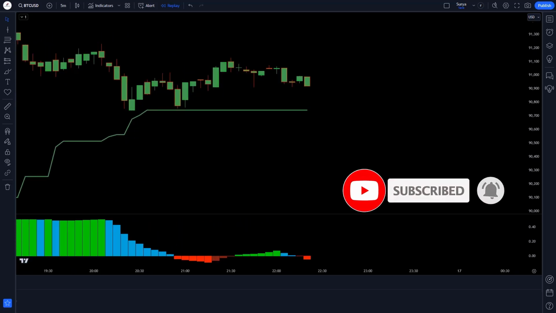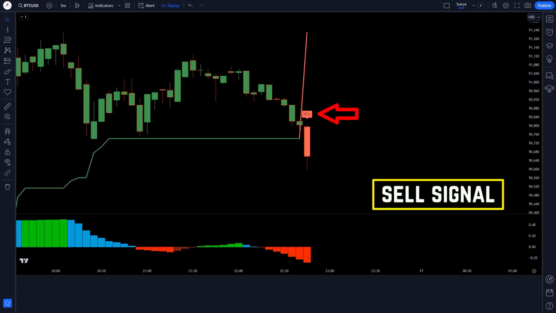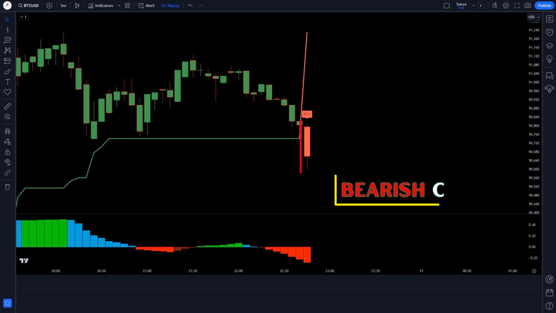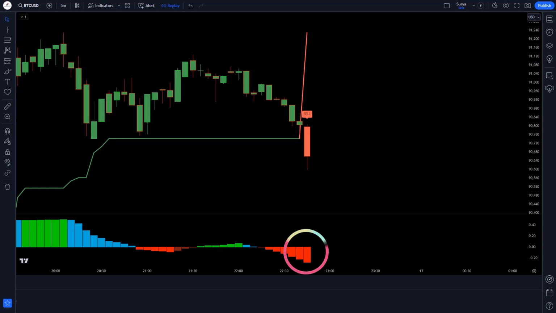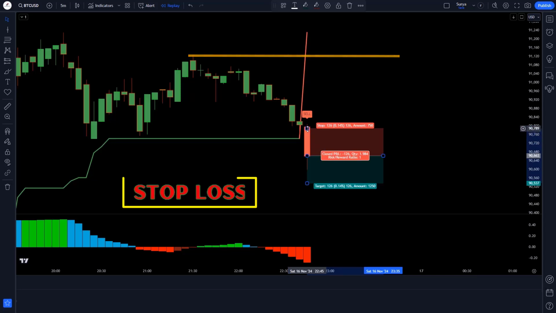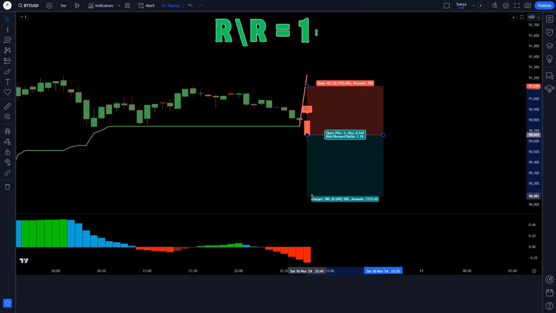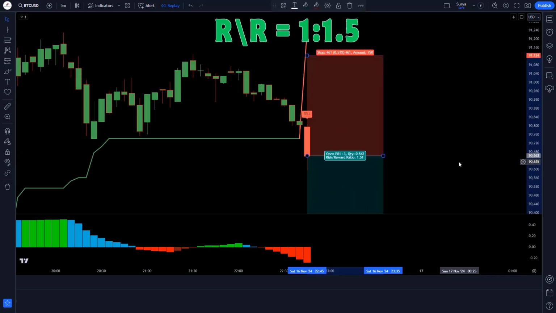Friends, let's see some examples of trades. When the Accurate Swing Trading Indicator has given us a sell signal and the market has formed a bearish candle, the Kalman Filtered RSI Oscillator Indicator has formed a red histogram. If this condition is met, then we will take a sell order. Our stop loss is to be placed at the previous high of the market, and the risk to reward ratio will be 1 to 1.5.